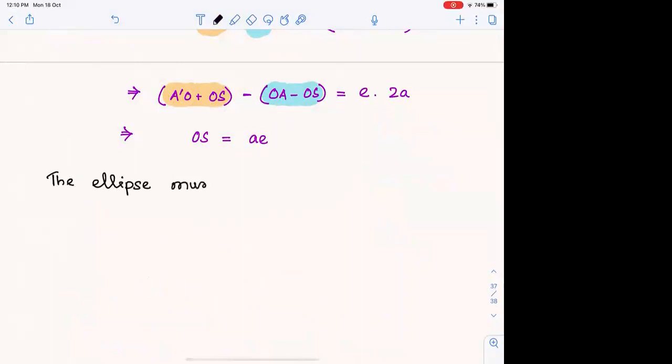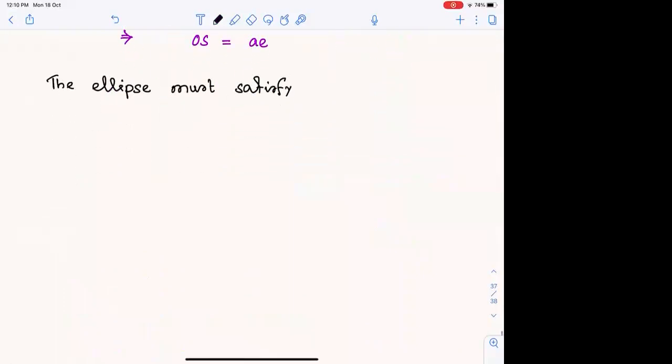Must satisfy that distance from S, that's (x minus ae) whole square plus y square, or better to write, square of the distance from S is the same as e square times the square of its distance from the directrix. Right? Is it okay with everyone?